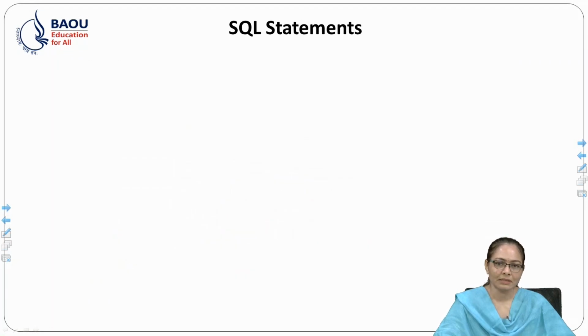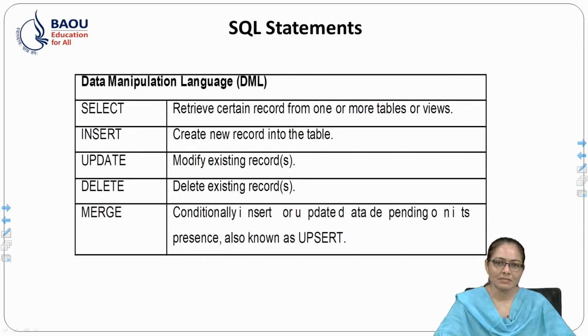Now the next language is the DML. DML means data manipulation language. It is used to create and modify the records of the object in the database. It includes the data records related commands. First one is the select command. Select command is used to retrieve certain records from one or more tables or views.